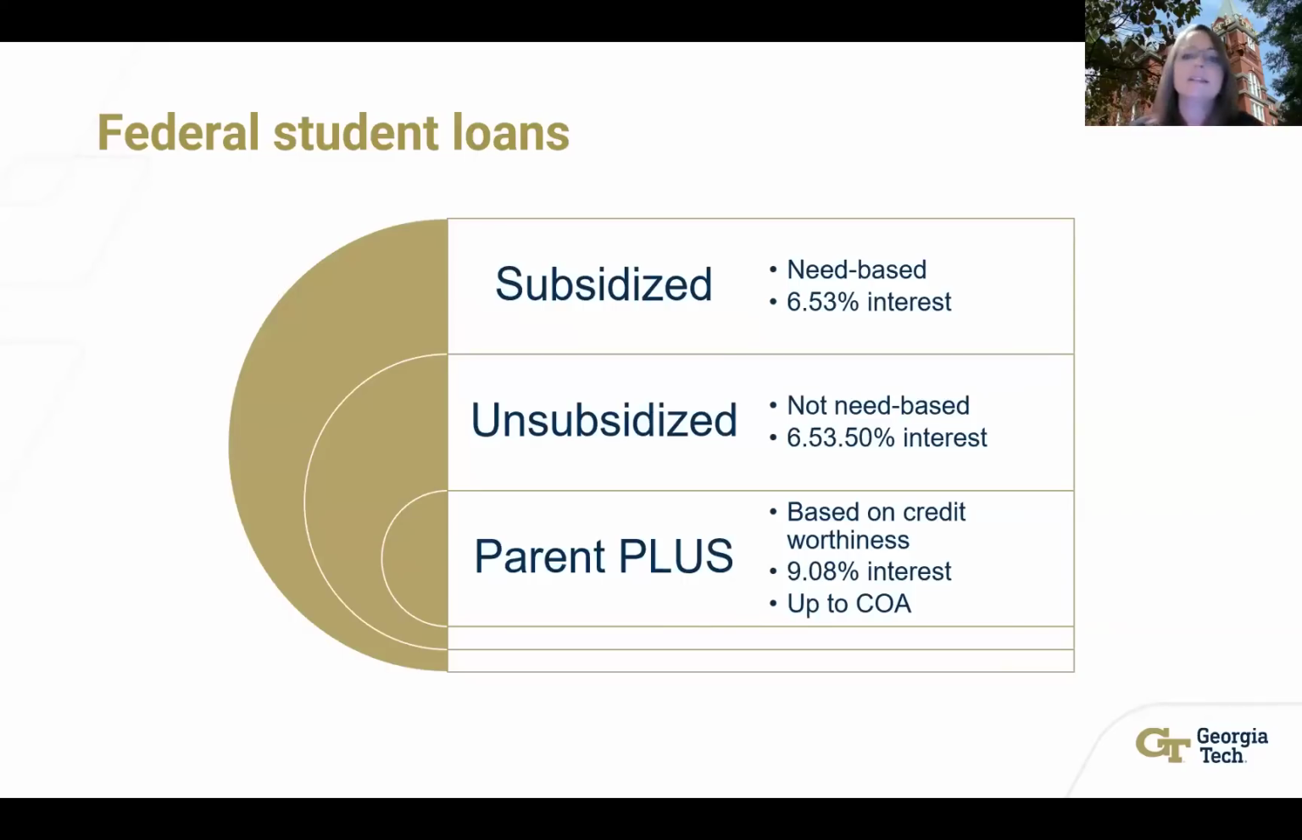An unsubsidized loan is not based on financial need. It does have the same interest rate as the subsidized loan. The interest on this loan does begin to accrue after it is disbursed to the student account. You are able to make payments on the interest while you're enrolled in school. If you're not making interest payments on the loan, the interest is capitalized when you graduate and added to the principal of the loan. The Federal Parent PLUS loan is a loan that's borrowed in the parent's name. It's based on creditworthiness, so you do have to apply and be approved to borrow this loan. It has a 9.08% interest rate, and the parent is able to borrow up to the total cost of attendance. And I'll tell you a little bit more about what cost of attendance means in a moment.